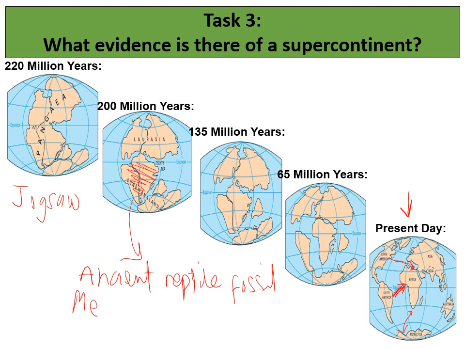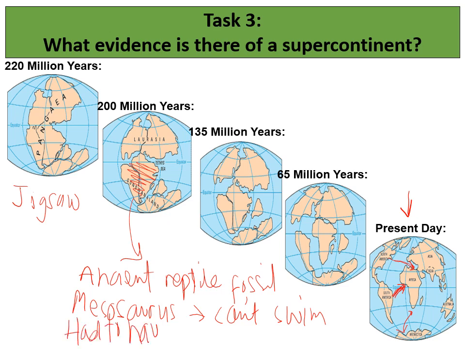Now this reptile was known as the Mesosaurus. It can't swim. It can't swim in salty water, and it can't swim long distances. So they had to have been joined at one part, and this reptile must have been able to walk between the two bits of land. So that's our first bit of evidence using fossils to prove that they were together.